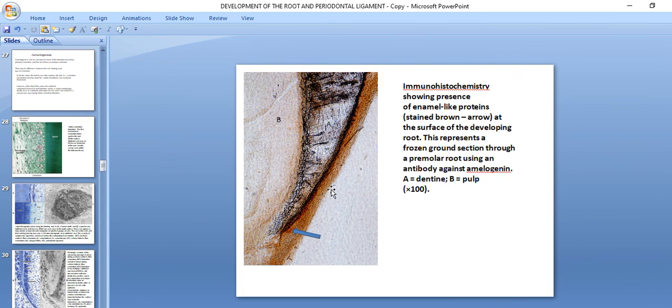Here you can see the immunohistochemistry showing the presence of enamel-like protein at the surface of the developing root, and this represents a frozen ground section of a premolar root using an antibody against amelogenin, and it is established that amelogenin is present in the developing root.